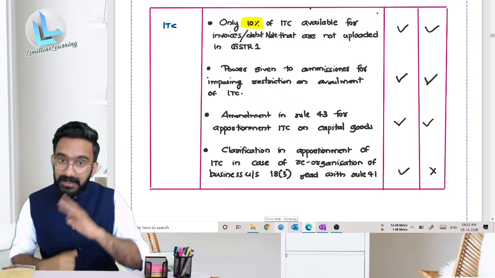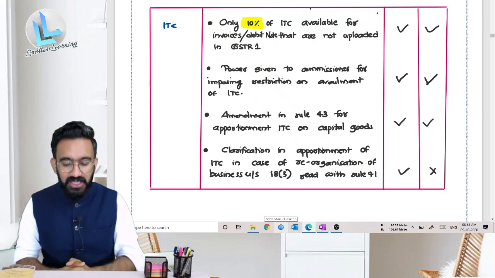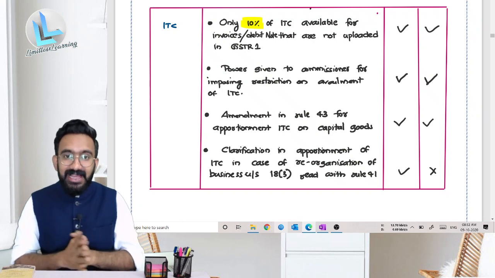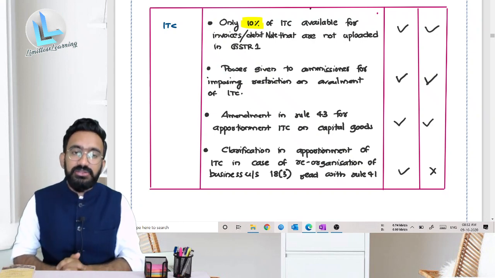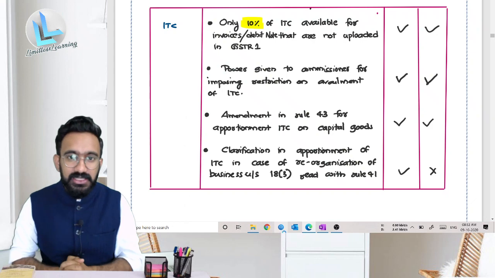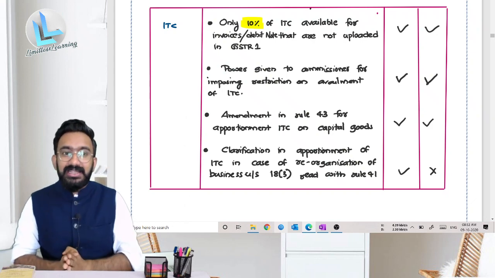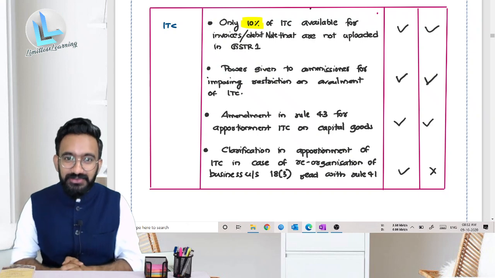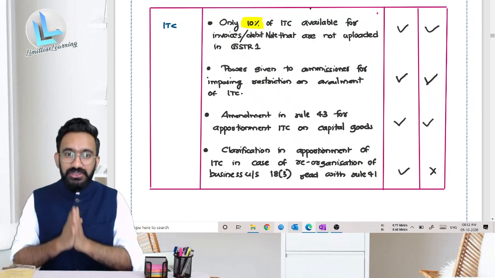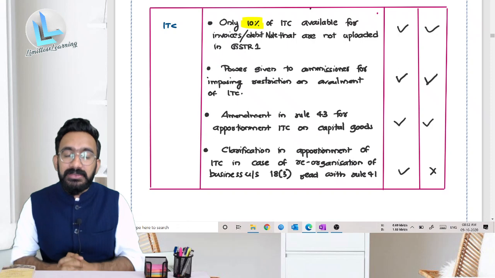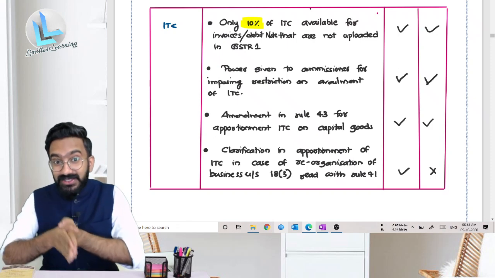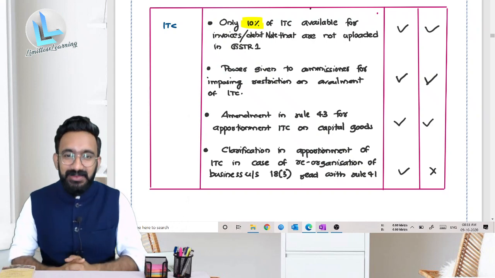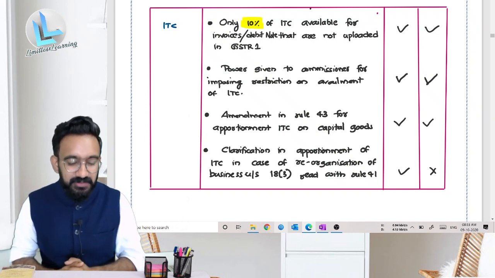There are 4 amendments that have happened in this particular chapter. Out of that, 3 amendments are applicable for both final as well as intermediate students. The last amendment intermediate students can skip, but make sure that you attend the entire video, unlike your earlier videos where you might have thought of skipping. Do not skip it. Let us go through the entire set of amendments in ITC, because there's a 99.99% chance that one of these will be in the November examination that you're going to write. Okay, so I hope you're ready.